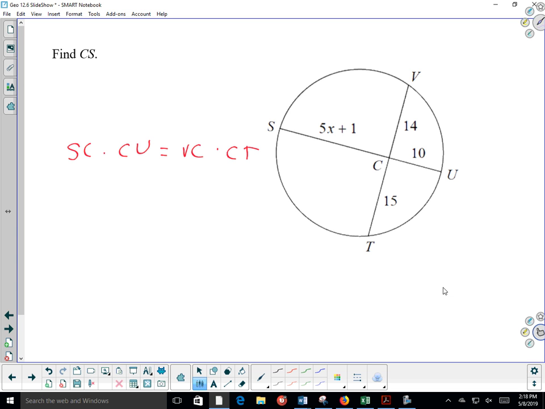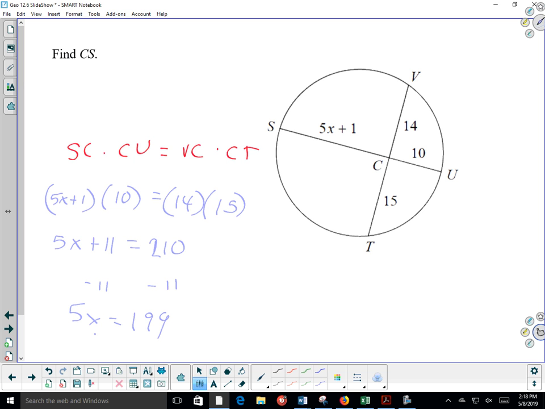And that's 5x plus 1 times 10 equals 14 times 15, or 5x plus 11 equals 210, and I subtract 11. And then 5x equals 199. And then 5x, I got 39.5.